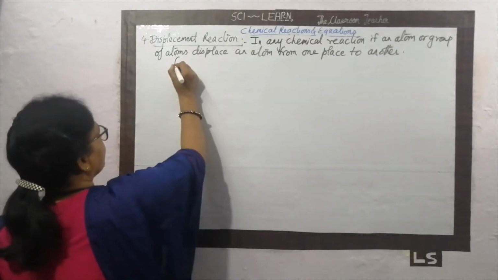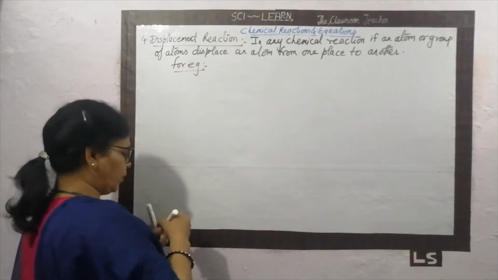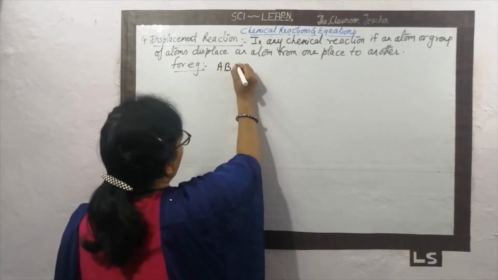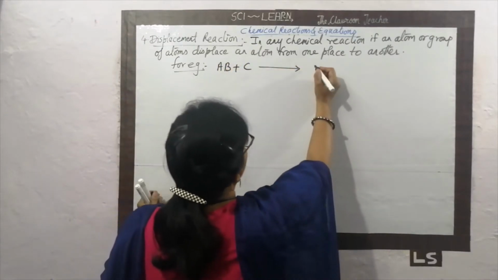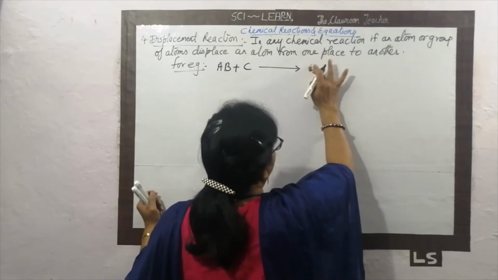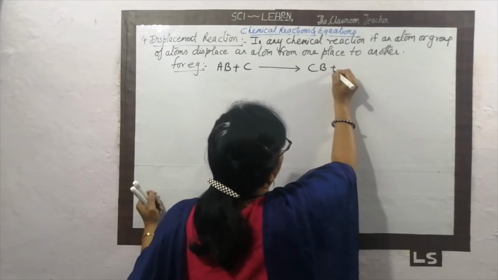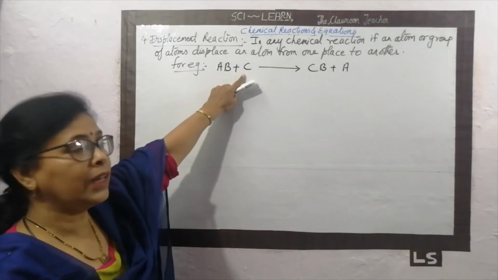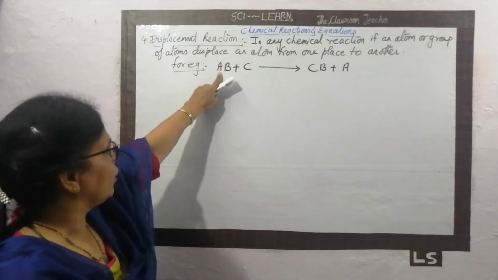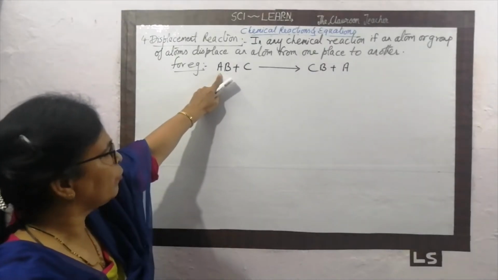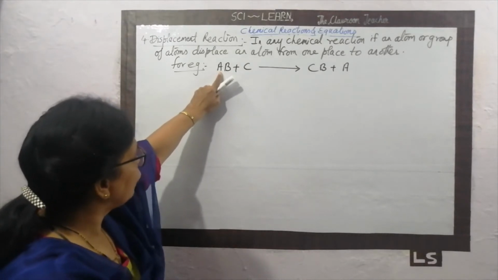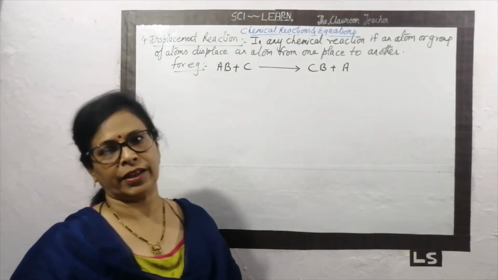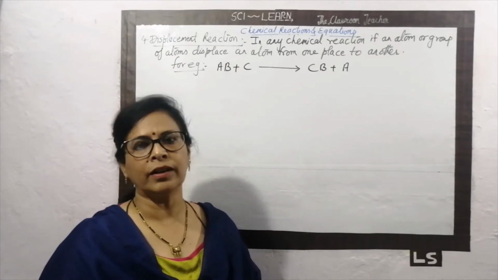For example, I am going to explain the common example that I took in previous equations also. Simple: AB combines with C. Now what happened here? We get CB plus A. Look carefully. AB is a compound, C is an element. C displaces A from B. C displaces A from its position. The element A is displaced from AB, and A gets separated. This type of reaction is called a displacement reaction. It is very easy.